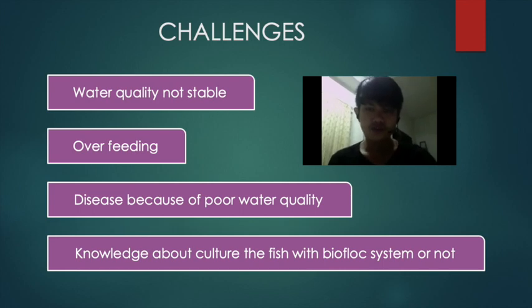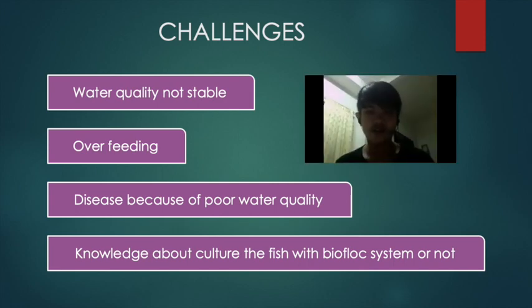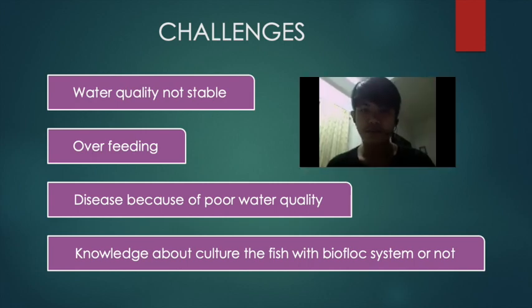Some farmers overfeed because they cannot see the fish eating clearly, and because of the overfeeding, the water quality is not stable or gets poor, and it may cause some disease for the fish. Also, for biofloc systems, many farmers don't have enough knowledge about the system, so the management gets poor, and it can make the water quality worse.